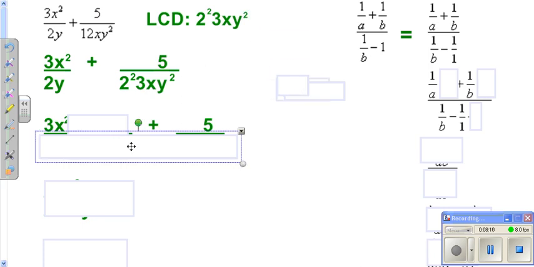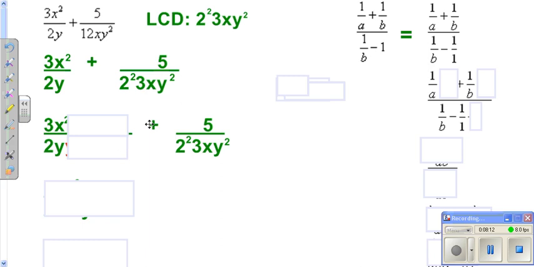Then you have to decide what you have to multiply the first fraction top and bottom by to be able to get your LCD here. You need to multiply this first one top and bottom by a y, an x, a 2, and a 3. Yes, we already had a 2 here, but 2 times 2 gives us our 2 squared we're looking for. You'll notice your second denominator already had our LCD, so we didn't have to do anything to it.